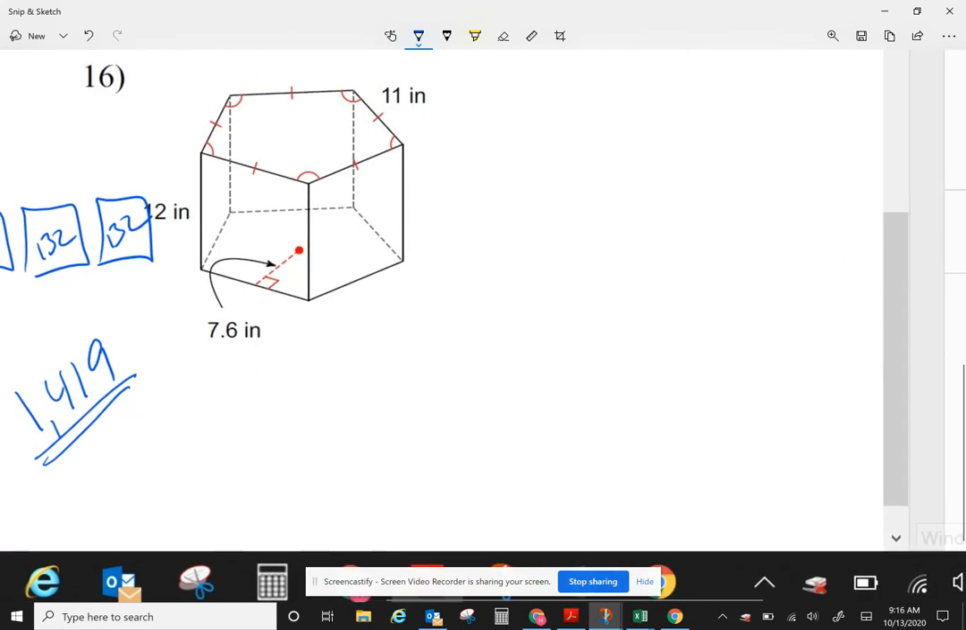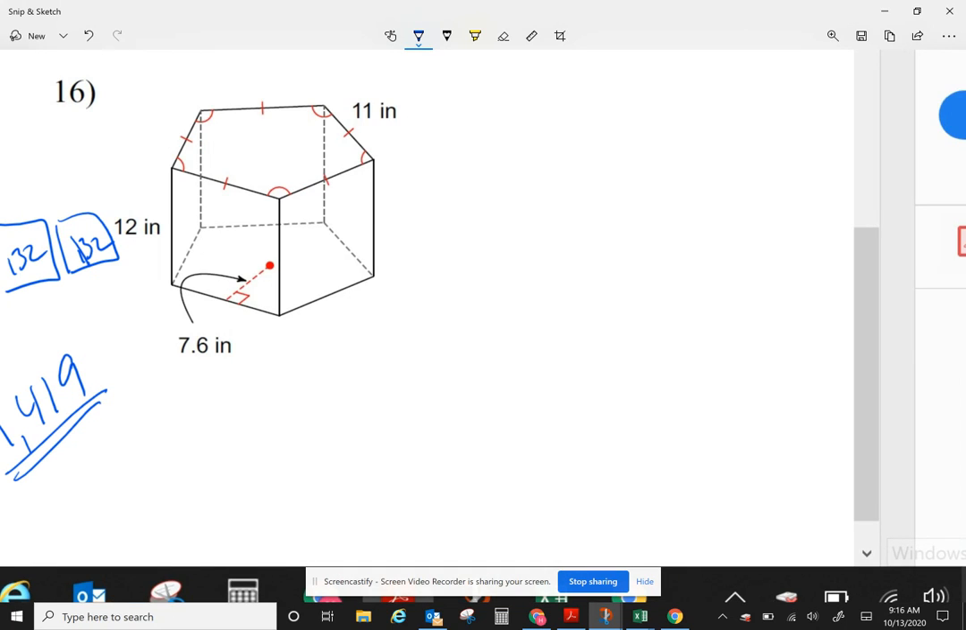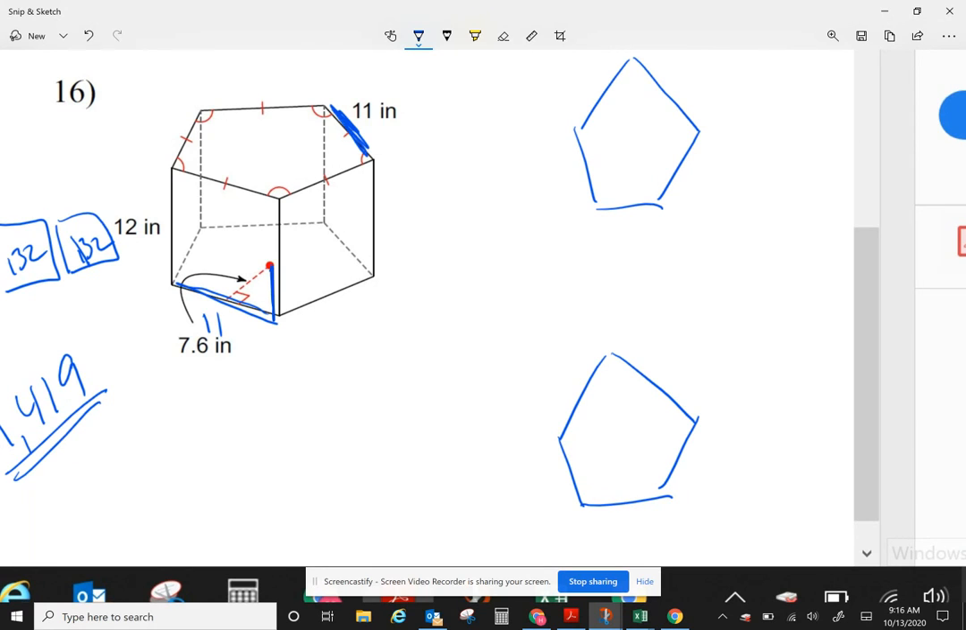All right, let's take a look at number 16. Let me erase this right here. Let me make this a little bit smaller, actually. All right, so in this case, my base has 5 sides. Each side of the base is 11. So I'm going to say this base right here, it is 11. I can create a little triangle here.